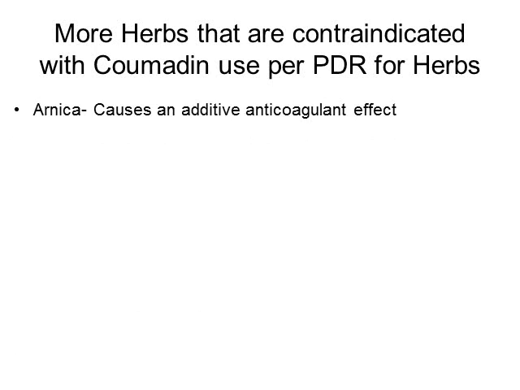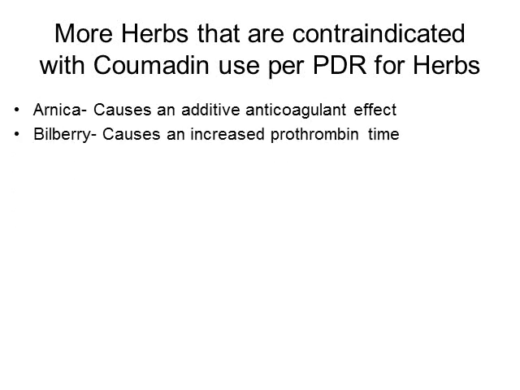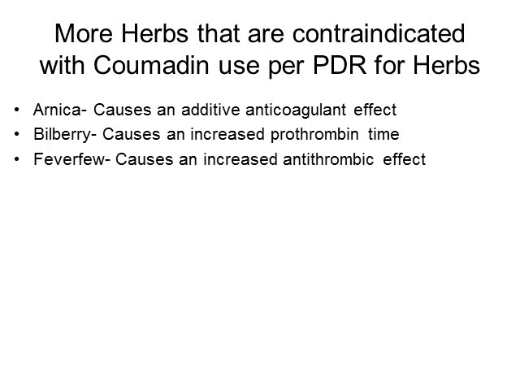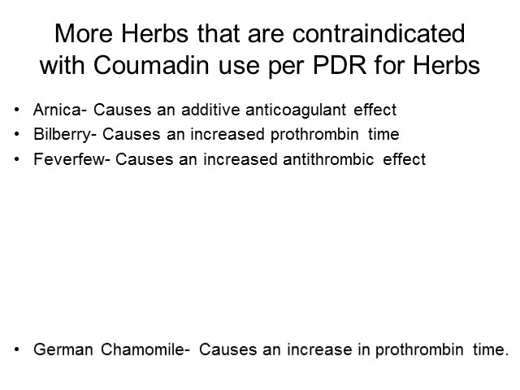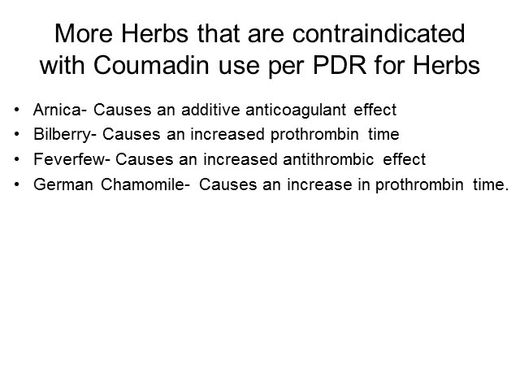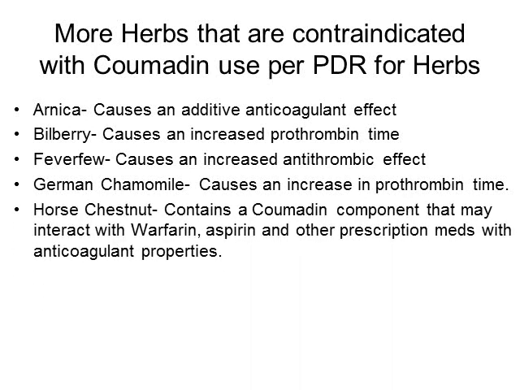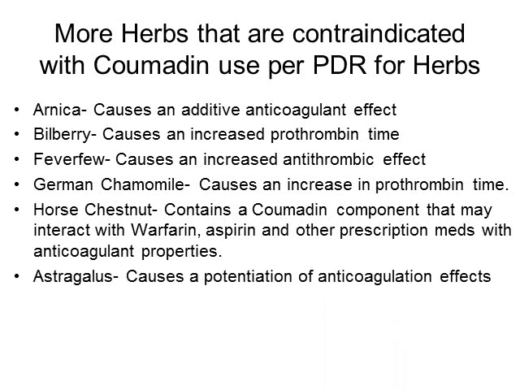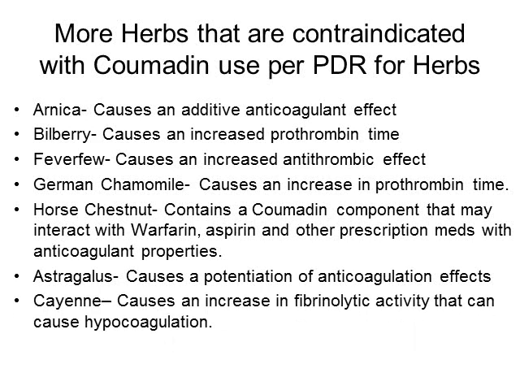Arnica causes an additive anticoagulation effect. Bilberry causes an increased prothrombin time. Feverfew causes an increased antithrombotic effect. German chamomile causes an increase in prothrombin time. Horse chestnut increases a Coumadin component that may interact with warfarin, aspirin, and other prescription medications with anticoagulant properties. Astragalus causes a potentiation of anticoagulation effects. Cayenne causes an increase in fibrinolytic activity that can cause hypocoagulation.